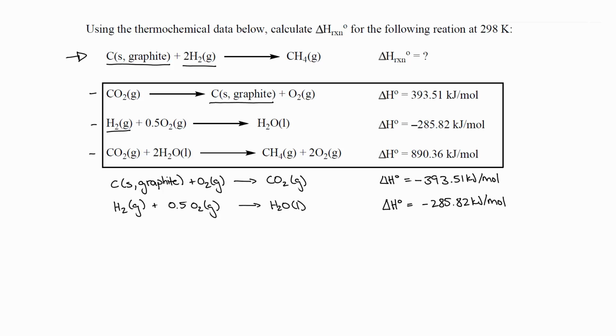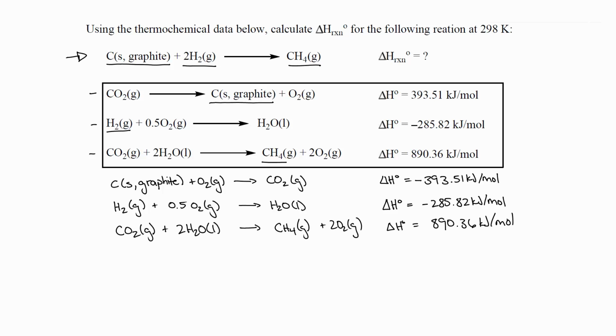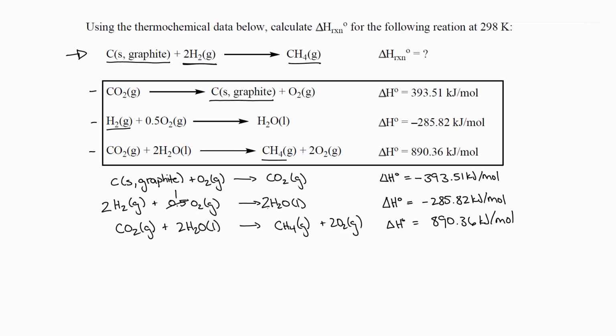For our third reaction, we have methane on the right as a product, which is exactly where we want it in our overall reaction. So I'm also going to keep this reaction as is. Now, in the overall reaction, we want to have 2 moles of H2 gas, so I'm going to multiply our second reaction by 2. In doing this, I also need to multiply the enthalpy by 2.